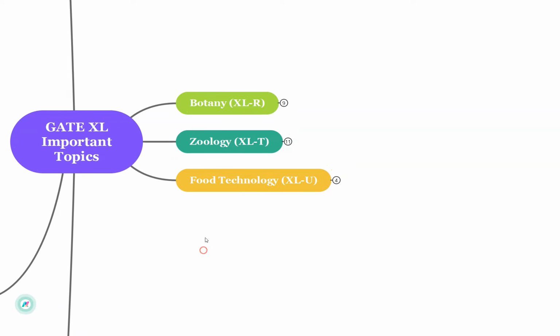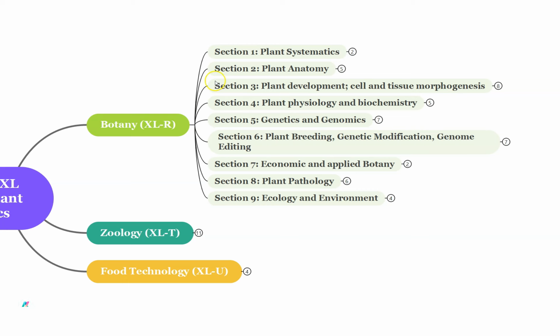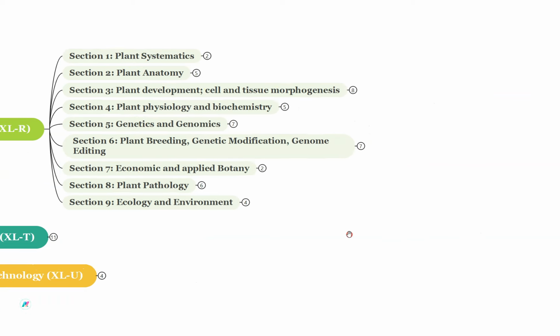Now let's move to the other subjects. First, we will be talking about botany. This subject has a total of 9 sections, out of which sections 4, 5 and 6 are the most important. Sections 2, 3, 8 and 9 are medium important, whereas not many questions come from economic botany and plant systematics. So maybe you can skip them if you don't have time.